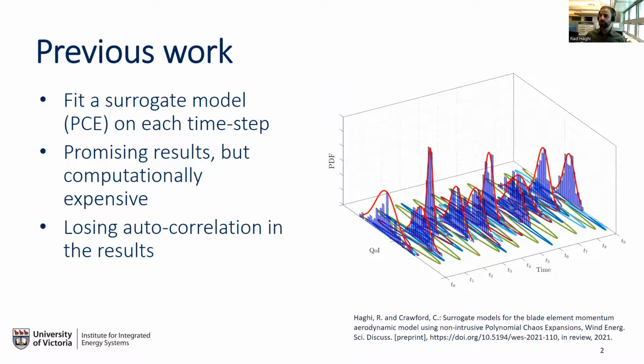In previous work, we tried to build a surrogate model based on polynomial expansion at every time step. It means we run a limited number of simulations, we fit a surrogate model on each time step, and then we run that surrogate model. We saw we could get some promising results, but the problem was we were losing the autocorrelation in the data, which is important for us as wind turbine engineers.